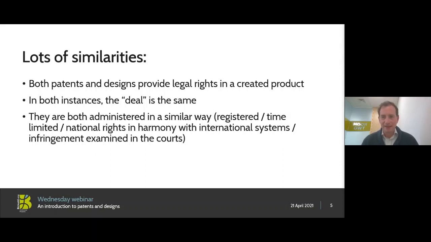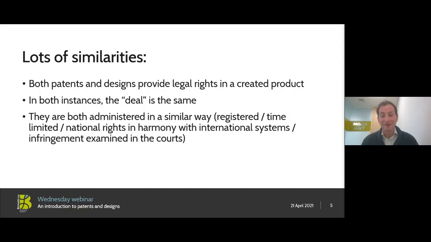But the following stages involve an examination in terms of novelty, i.e. is the application literally new, and an inventive step? Is the application or the invention as described in the claims inventive, by which I mean to say, is the part that's new non-obvious? So is it more than just substituting a square peg for a round peg?